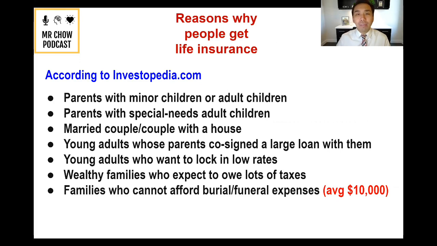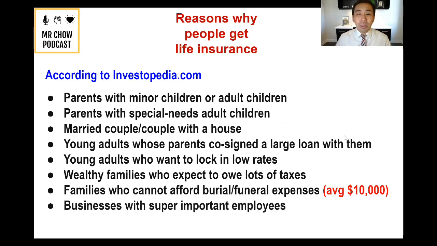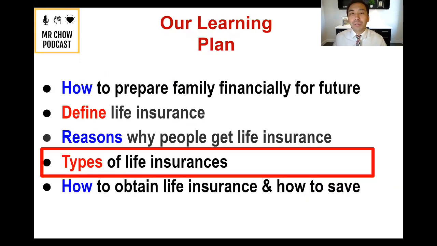Funerals are expensive, on average about $10,000. So if you have life insurance, then you're not going to have to think about how you're going to pay for this, versus you can just spend time to cope and/or to grieve. Businesses with super important employees, where if they're gone, the business would go down. So that would be another example. All right, so there's a lot of examples on why people get life insurance and/or why you probably will get life insurance in your life.